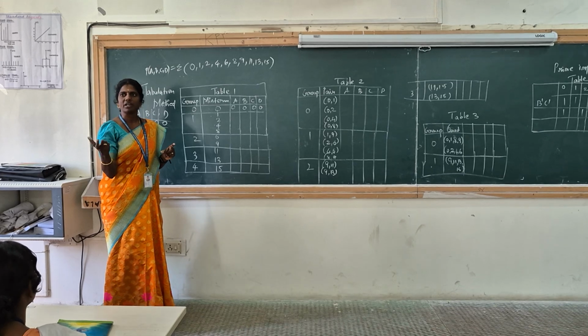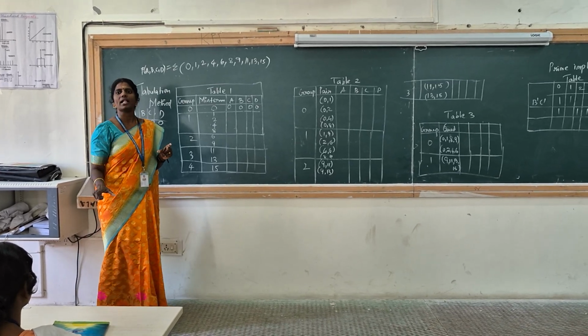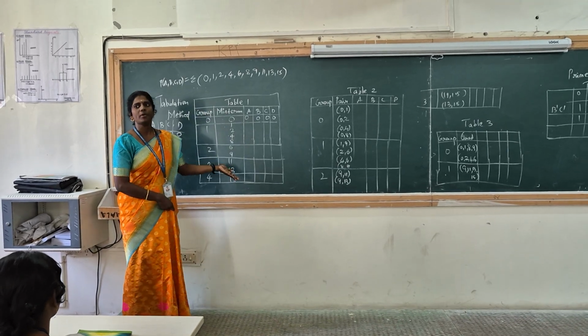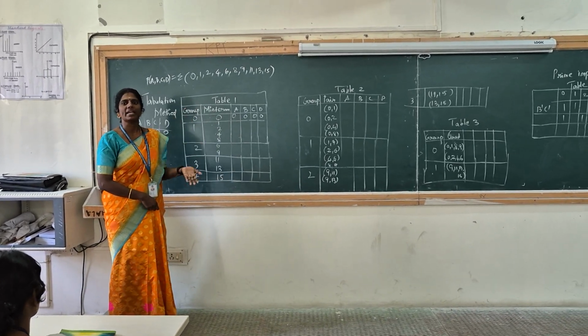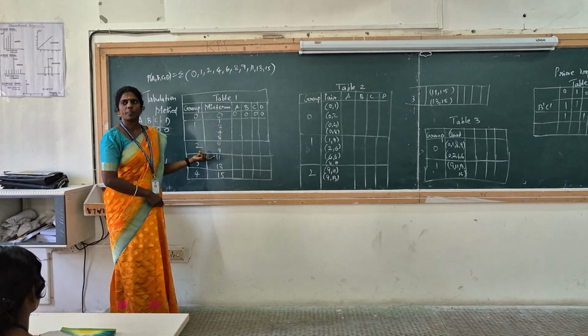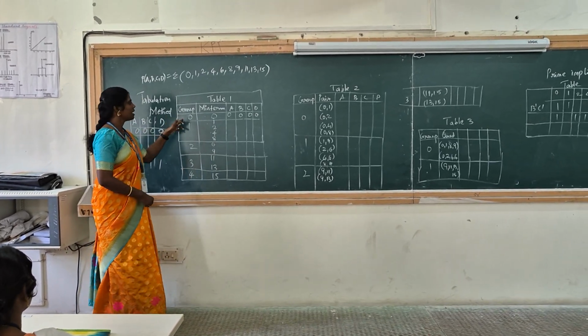According to the tabulation method, the first step is to go through your function. Then write all the min terms of the function. Step 2, make a table of your min terms. The first column of your table is the group. How are you going to group? Please note it down.